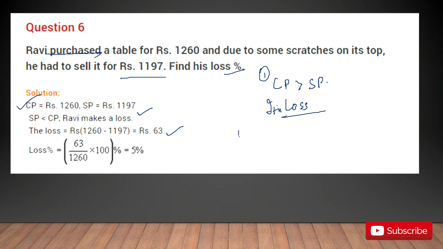Then loss percentage. To calculate the loss percentage, it is loss upon CP into 100%. Every time loss or profit is always calculated on the basis of cost price. So the answer here is 5%. Do practice these questions. These questions are important from the examination point of view also.